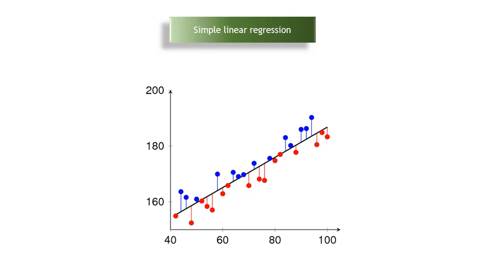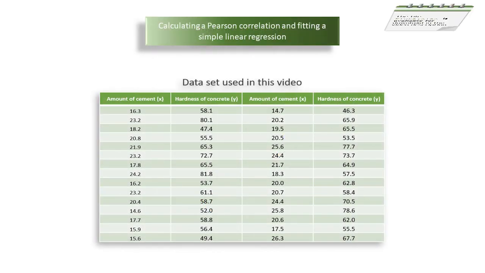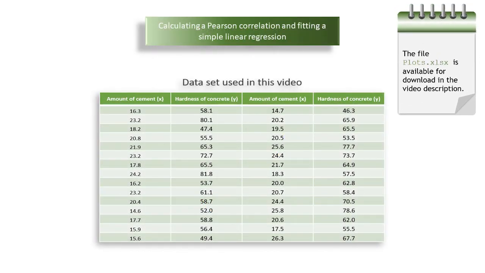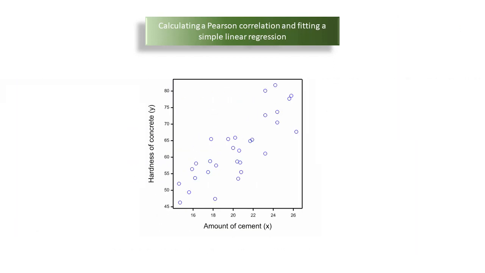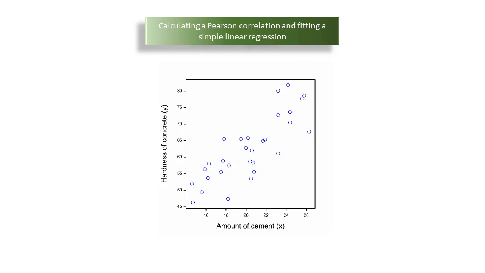Let's now demonstrate how to calculate a Pearson correlation and fit a simple linear regression in Genstat. The example we'll use is from a concrete manufacturer who wants to know if the hardness of their concrete depends on the amount of cement used to make it. They collected data from 30 batches of concrete. The scatter plot of the data suggests that the two variables are linearly related.